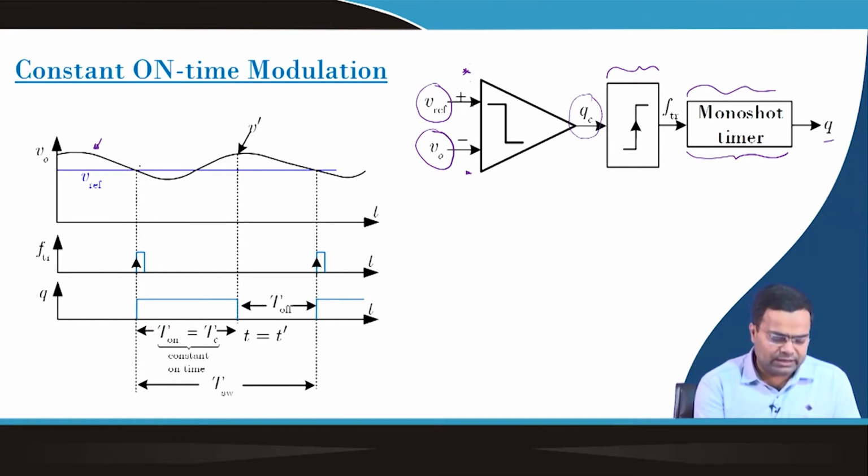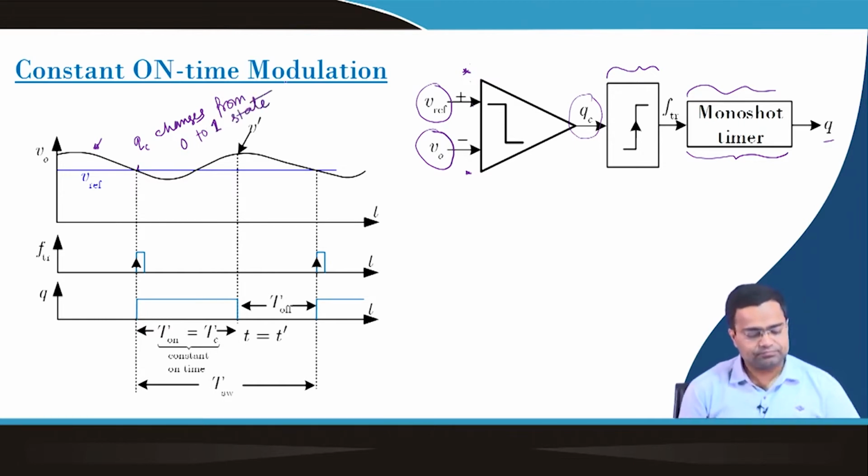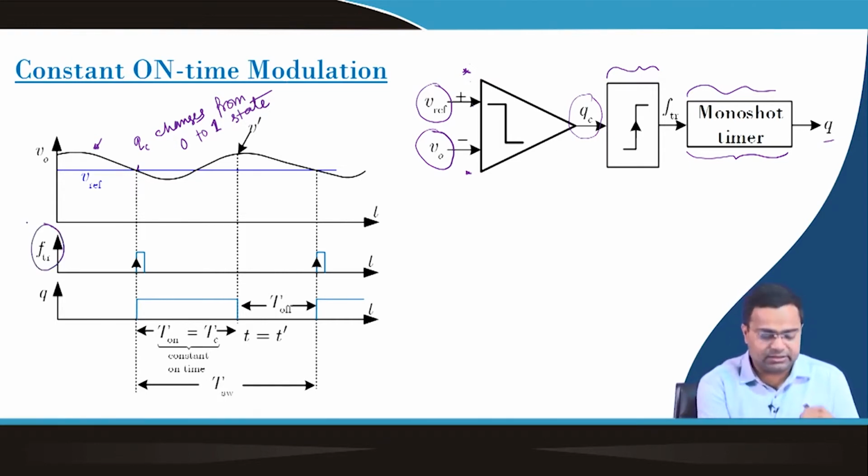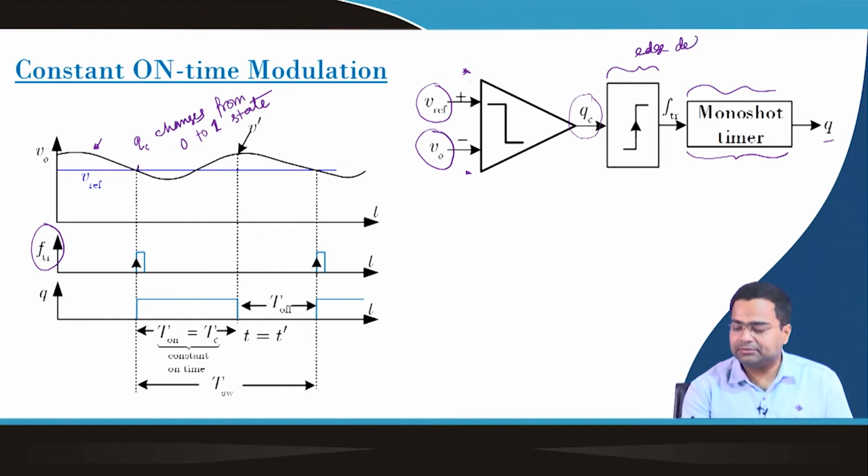Whenever the output voltage goes below the reference voltage, the comparator output QC will be high. At this point the QC changes state from 0 to 1, and when it changes, the positive edge is detected by this trigger pulse edge detection circuit. This is my edge detection circuit, which detects the positive edge, not the negative edge.